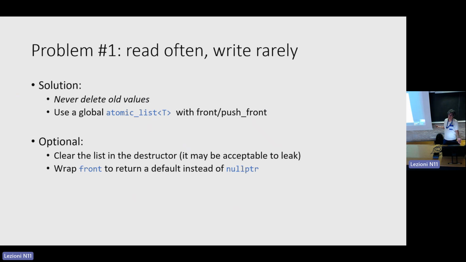But the hypothesis of the problem says precisely that the value is updated rarely. So who cares? If it's a string, the worst case, I keep around an allocated object until the end of the program. It's like, what could be, 100 bytes? Who cares? Maybe I read this hundreds of times per second from multiple threads. So who cares if I waste 100 bytes until the end of the program?